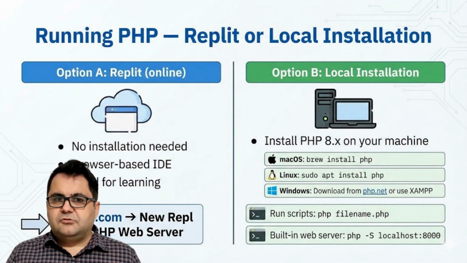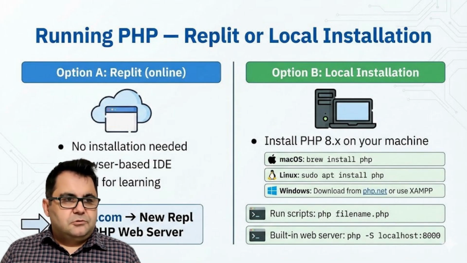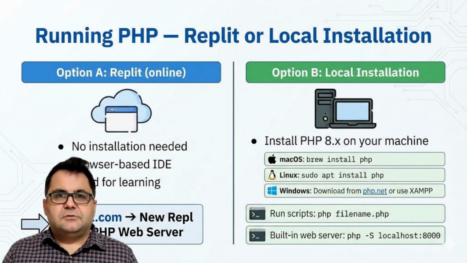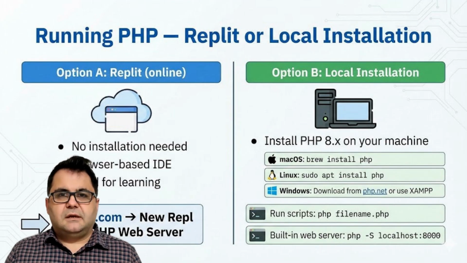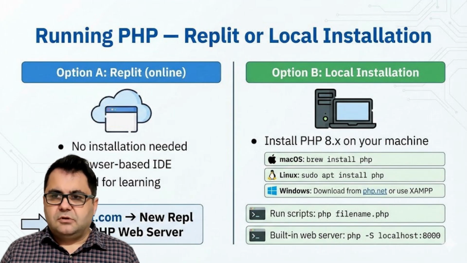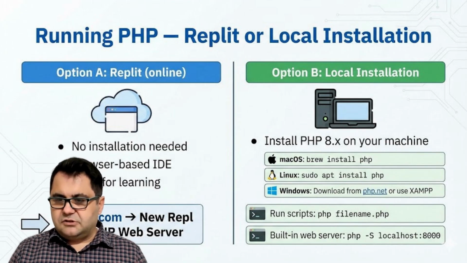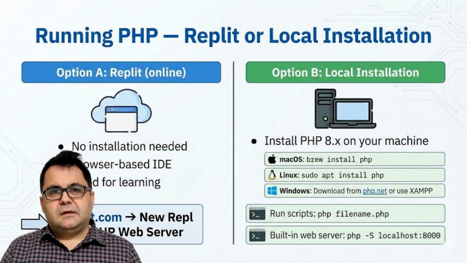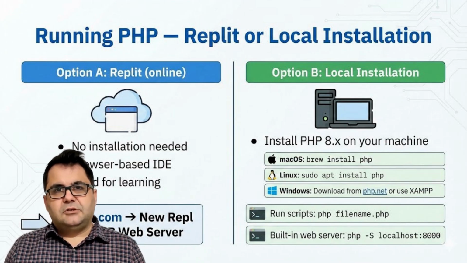You have 2 options for running PHP. The textbook covers Replit, which is a browser-based coding environment. No installation required. This is convenient for getting started quickly. However, for our semester project, I recommend installing PHP locally. On Mac OS, use Homebrew. On Linux, use apt. On Windows, download from php.net or install XAMPP, which bundles PHP, MySQL, and Apache.